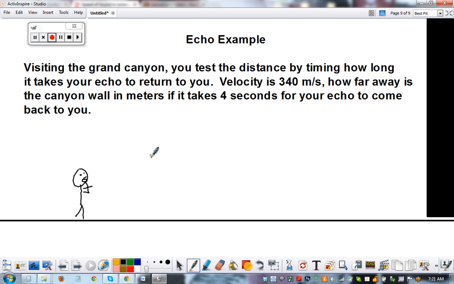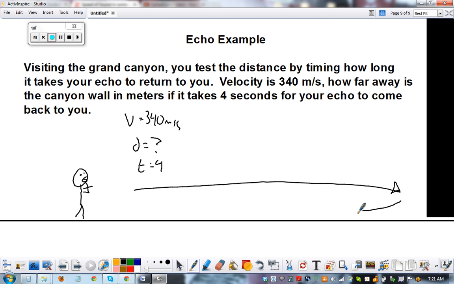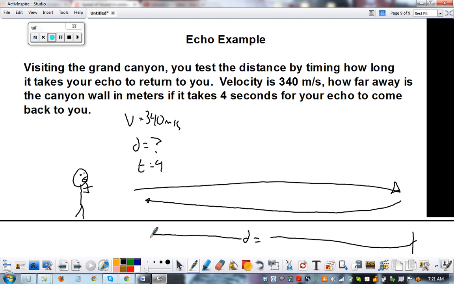You test the distance by timing how long it takes your echo to return to you. We know the velocity is 340 meters per second. How far away, distance is our question mark, is the canyon if it takes 4 seconds for your sound wave to hit the wall and come back? We want to find this distance right here. I'm going to show you the mistake most people make first. So just watch this part. Don't take notes. But I do want you to write out this problem and draw it afterwards.